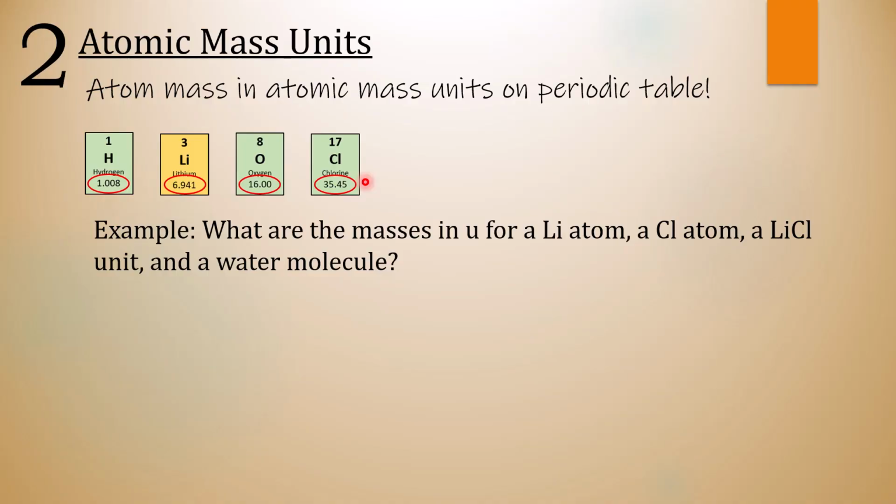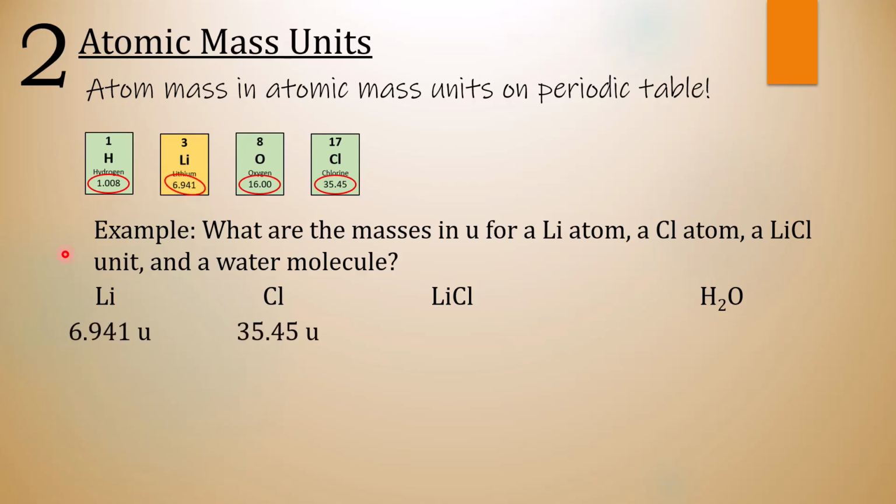So let's take an example. Let's say, what are the masses in U, atomic mass units, for a lithium atom, a chlorine atom, a lithium chloride unit, and a water molecule? Well, I'm going to go ahead and list these down. Water, you might not know what that is at this point in terms of its chemical symbol, but it's represented as H2O. The subscript 2 tells me I've got 2 hydrogen atoms, and not shown because it's understood is a 1, telling me I just have 1 oxygen atom. You could say the same thing over here, that there'd be 1 chloride, 1 lithium ion in this lithium chloride unit.